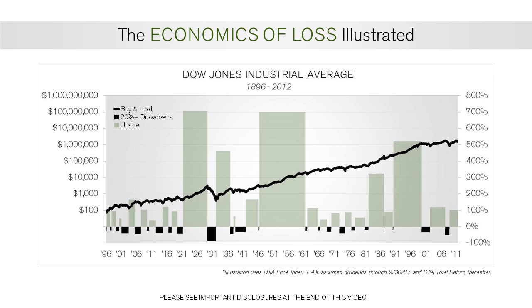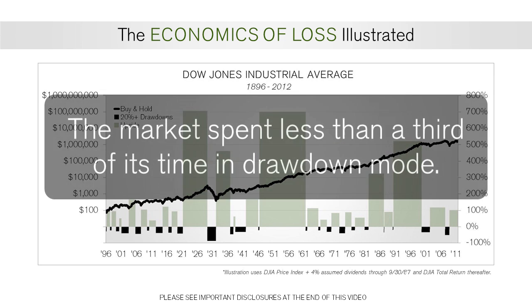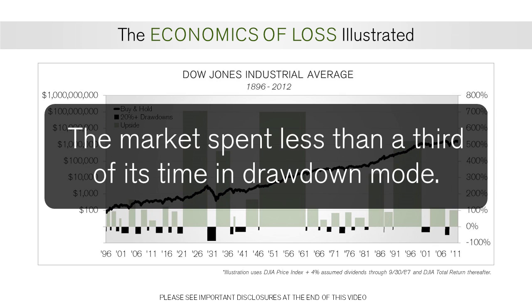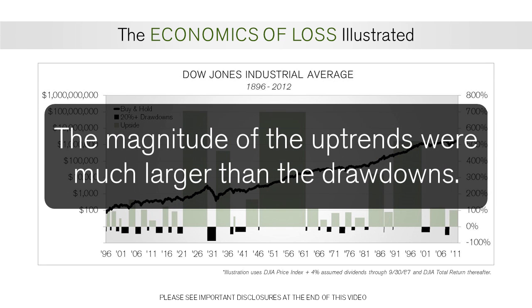Now, a few things to point out before we move on. First, the market spent less than a third of its time in the drawdowns depicted by the black bars at the bottom of the chart. In other words, it was in an uptrend more than twice as often as it was in a downtrend. Secondly, the uptrends were much larger in magnitude than the drawdowns. From the late 40s to the early 60s, for instance, the market returned over 700% to buy and hold investors.